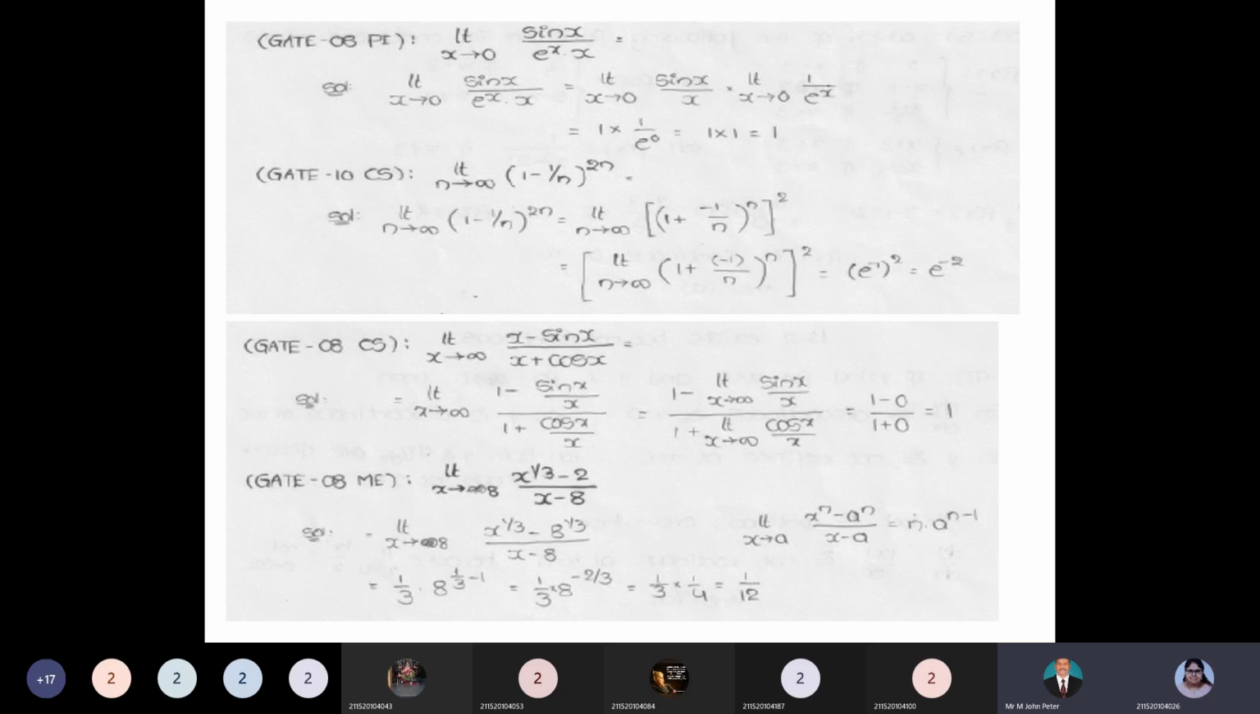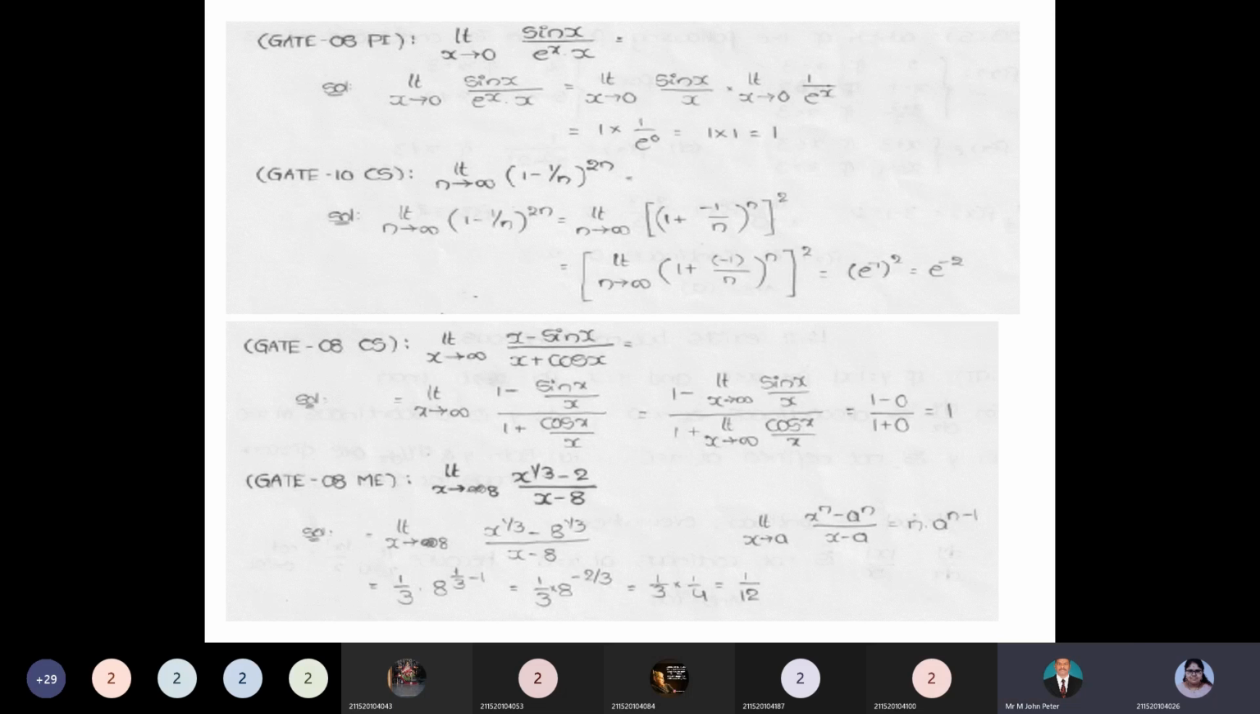E power 0 is not equal to 0. E power minus infinity is 0. E power plus infinity is infinity. You should not get such a case. E power plus infinity equals infinity, e power minus infinity equals 0, e power 0 equals 1. So do remember those values.